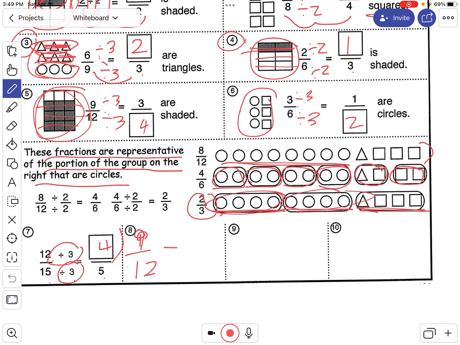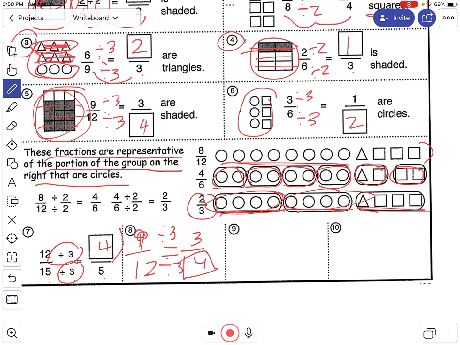9/12 equals 3 over blank. Try that one. Pause the video and see if you can solve it. Okay, you should have done 9 divided by 3 is 3, so 12 divided by 3 is 4.